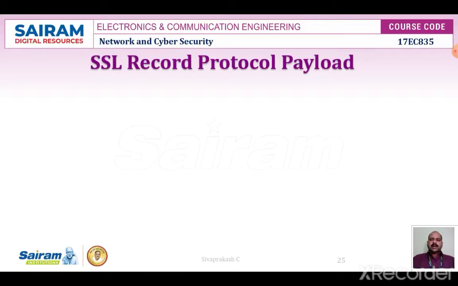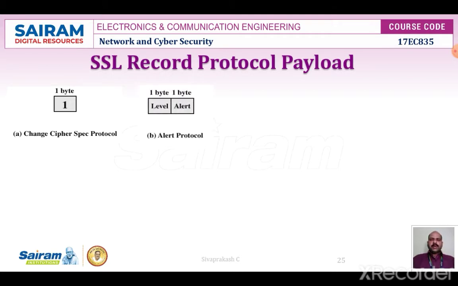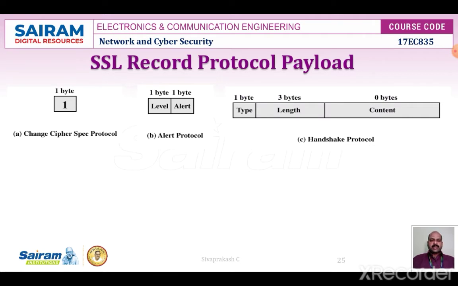The SSL record protocol payload has three protocols. One is the change cipher spec protocol, which is a 1-byte protocol. Then the alert protocol, which is a 2-byte protocol: one byte is going to be the level and one more is going to be the alert, which gets specified in this protocol. The third one is the handshake protocol, which has 1 byte of type, 3 bytes of length, and 0 or more bytes of content. The content may vary from person to person.